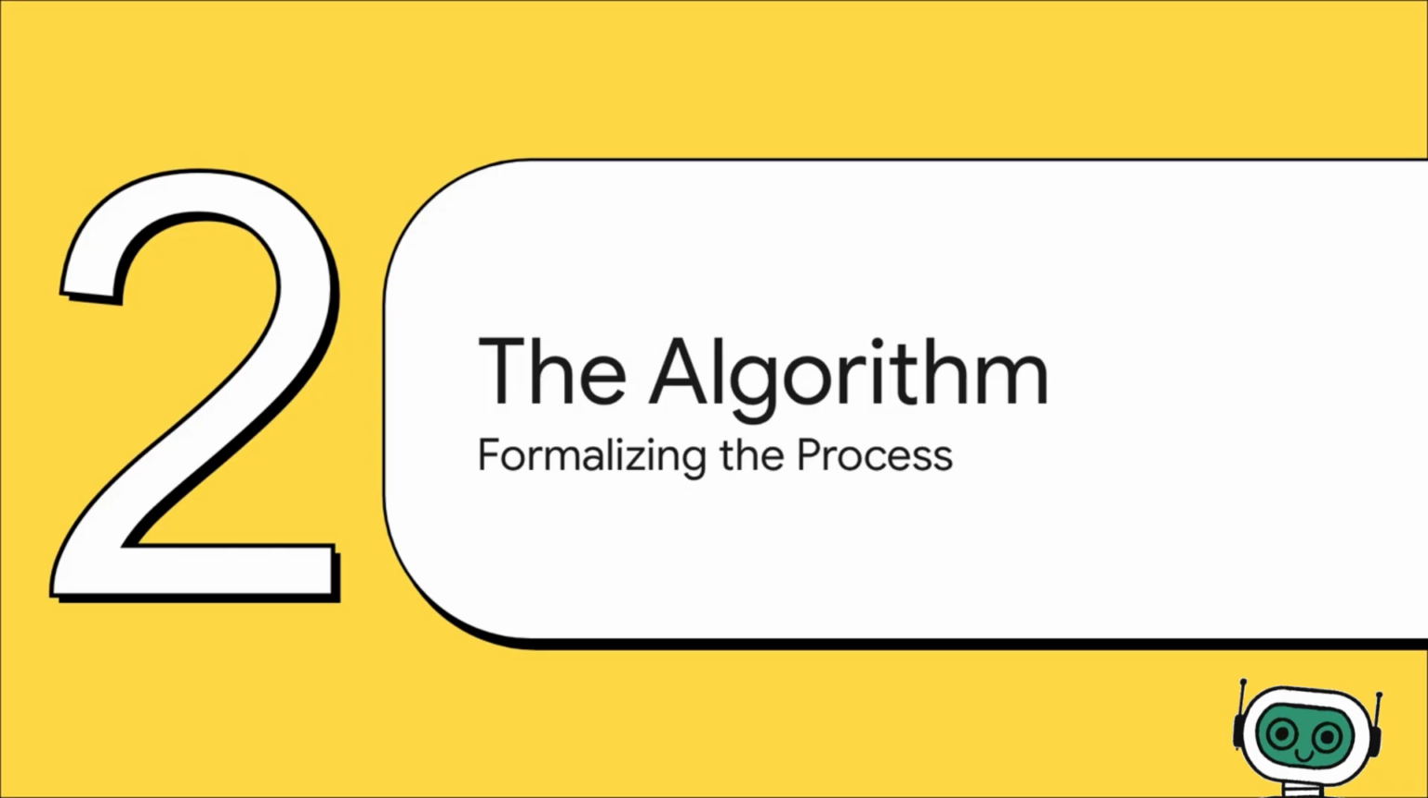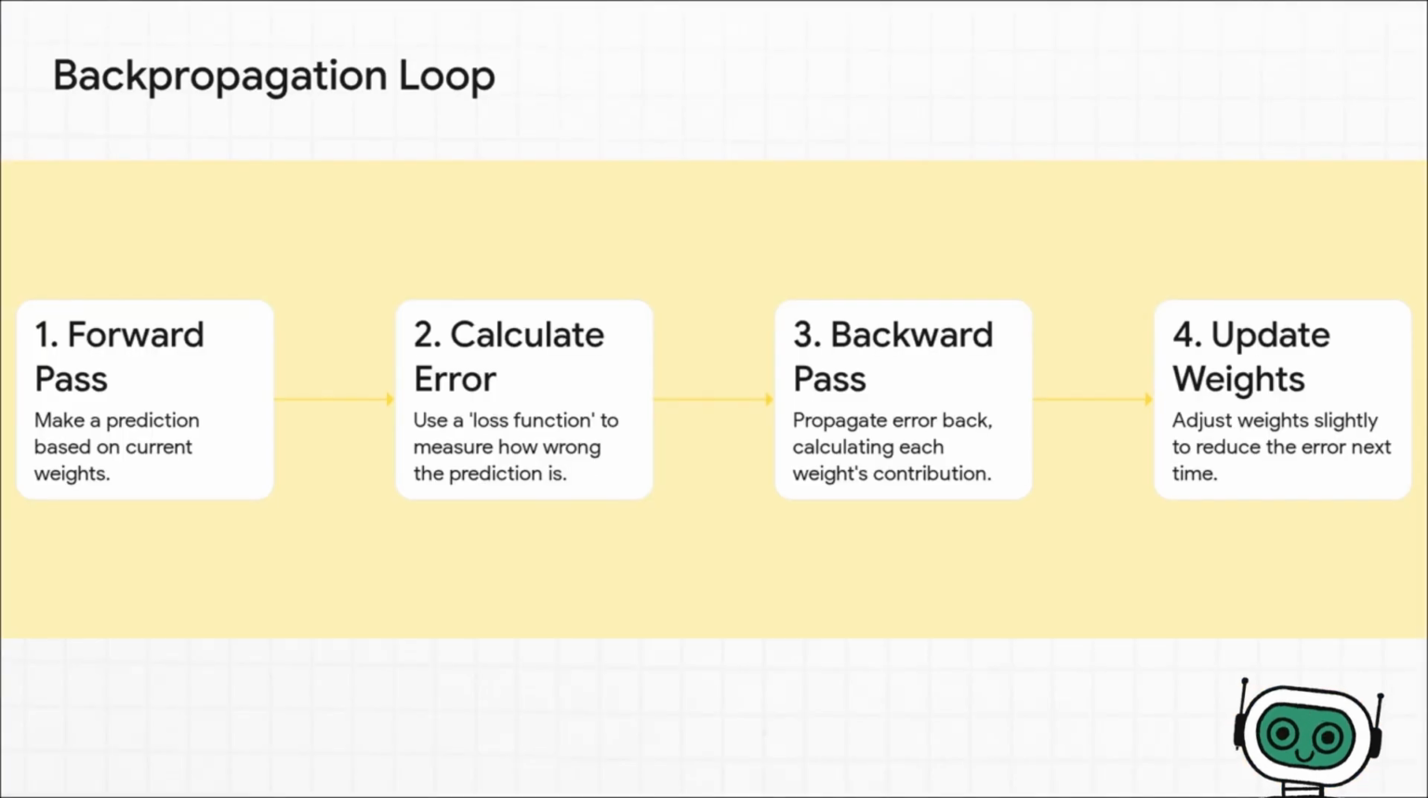Now, this whole idea of working backward isn't just some clever little trick. It's a formal and incredibly efficient algorithm. It's called backpropagation, which is really just short for the backward propagation of error. And it all works in a simple 4-step loop.